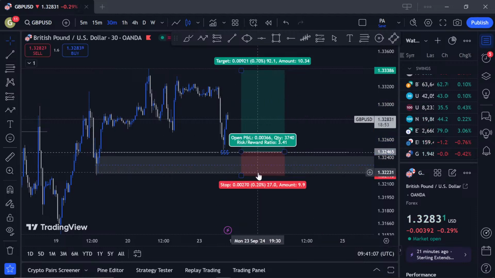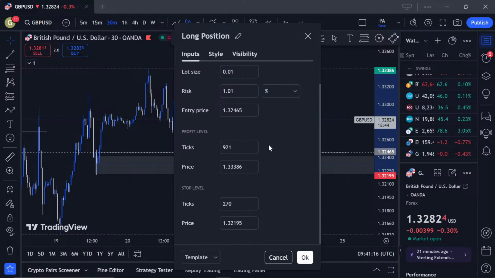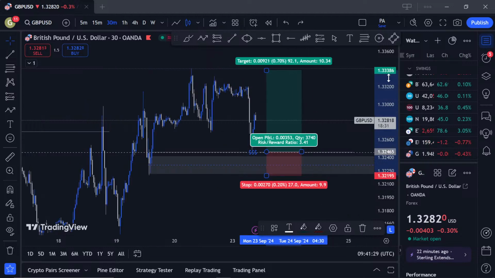So you wait for GBP USD to come back here, give you a bullish close, and then you take a buy from 1.32. So your entry is at 1.32465, and then your take profit at 1.33386, and then your stop loss at 1.32195. It's a very close trade. So this is the first entry on GBP USD.